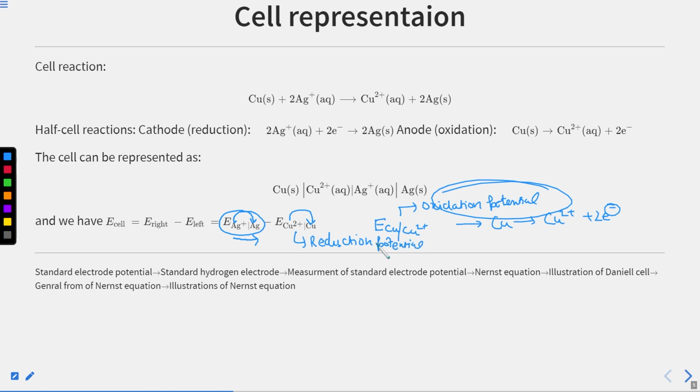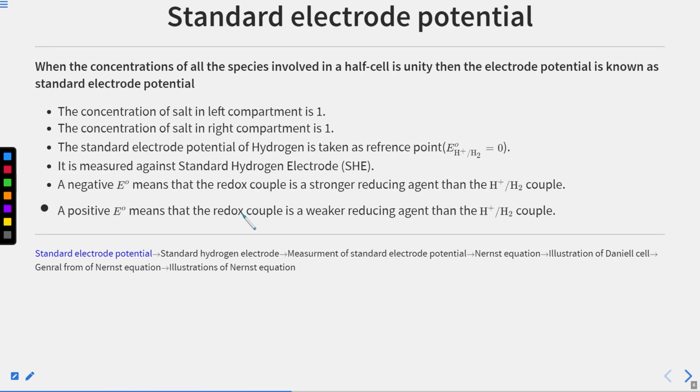So you have to keep this in mind, the cell representation and the EMF representation. Both are important in the further slides that I'm going to discuss right now. So this was from yesterday's class that you need to remember for today's class. So let us start our today's class.